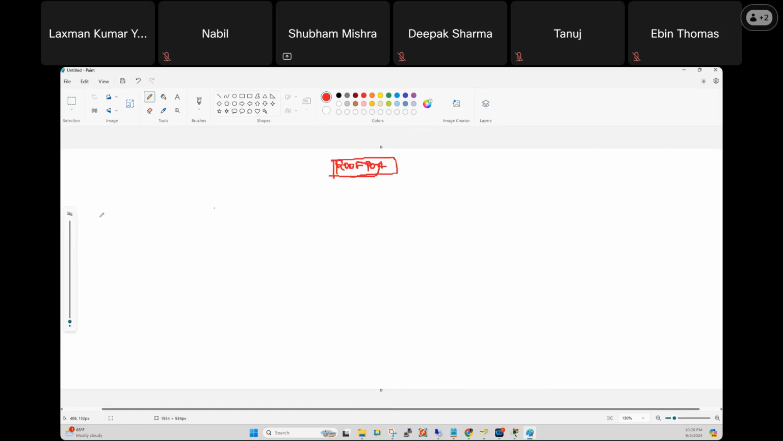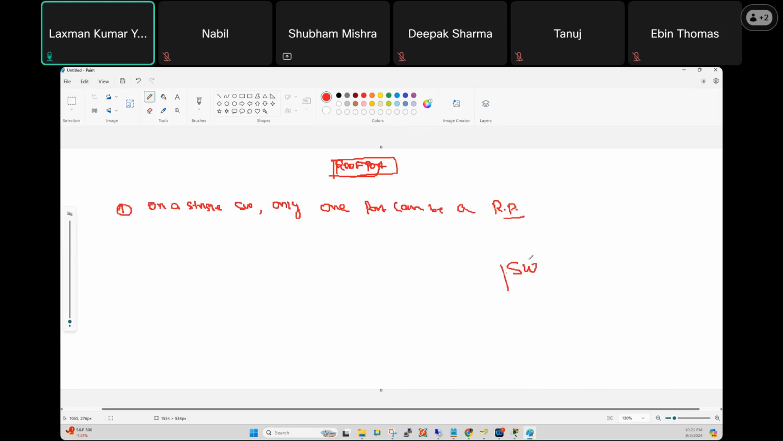So the first point, please remember, and if you are writing, please write it down. On a single switch, only one port can be a root port.